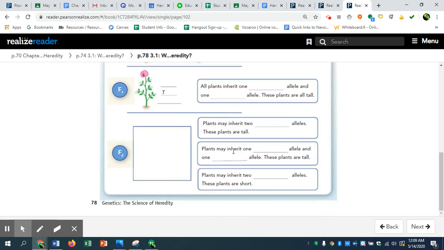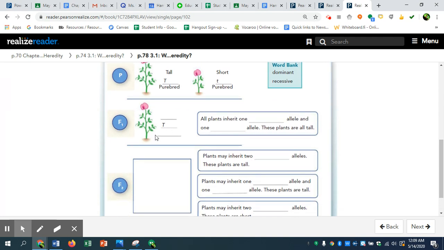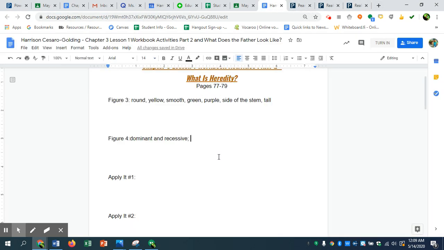All right, now here's the next box. So now we're going to talk about the next generation. So it's the grandchildren of these guys, the children of these guys. Okay. Plants may inherit two dominant alleles, and these plants are tall, right? Two capital T's, and that is tall. And then plants may inherit one. Actually, why don't we write that down? So two dominant alleles.